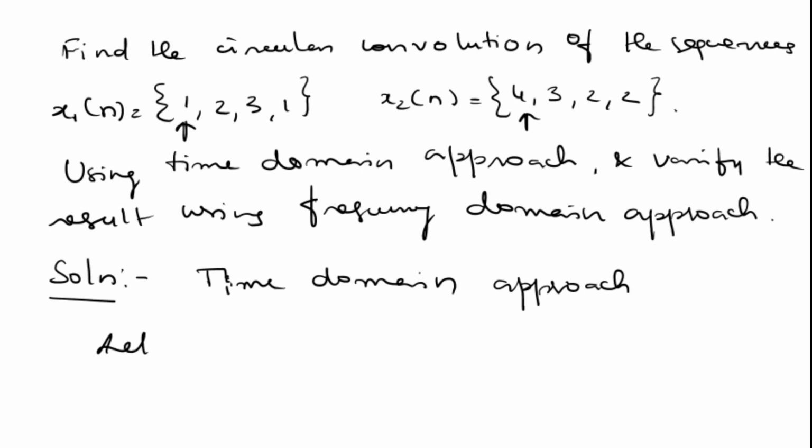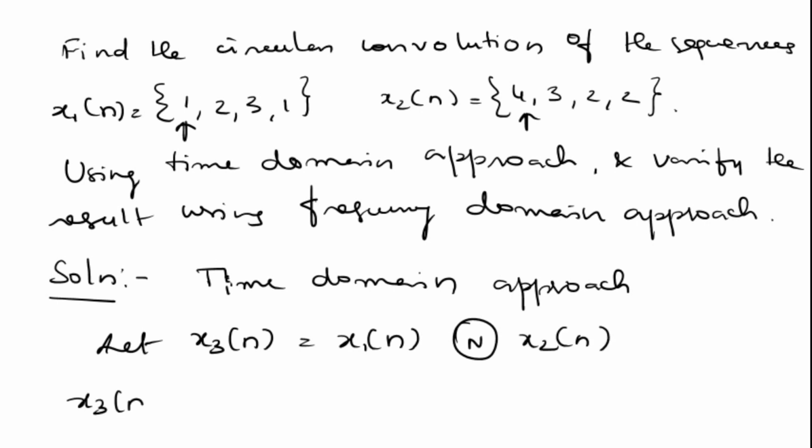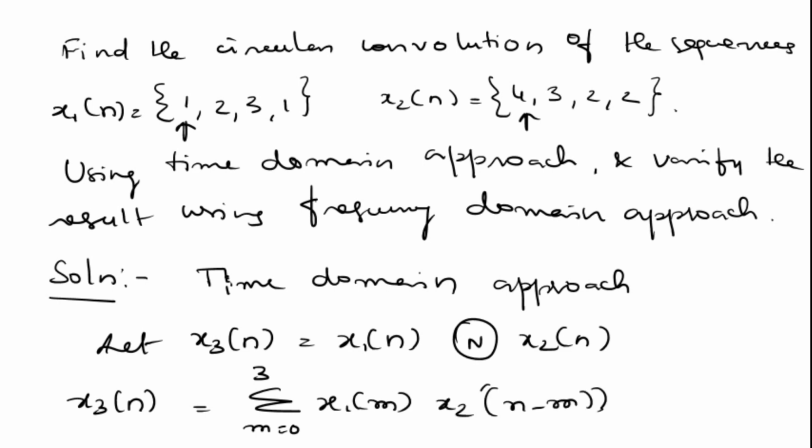Let x3 of n is equal to x1 of n circular convolution of n point with x2 of n. Write the formula. x3 of n is equal to summation m is equal to 0 to 3 x1 of m into x2 of n minus m of 4. Call it as equation number 1, where n varies between 0 to n minus 1, that means 3.